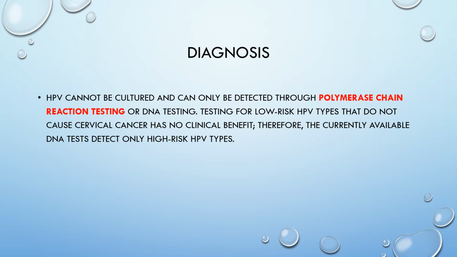HPV cannot be cultured, and the only way to test and detect it is through PCR, or polymerase chain reaction testing. When they do PCR, they don't run it for all the individual species of HPV, but only for the ones that are dangerous and could cause high-risk HPV types.